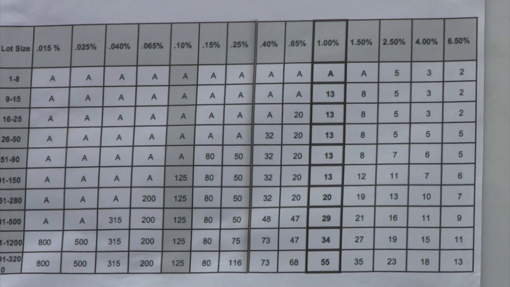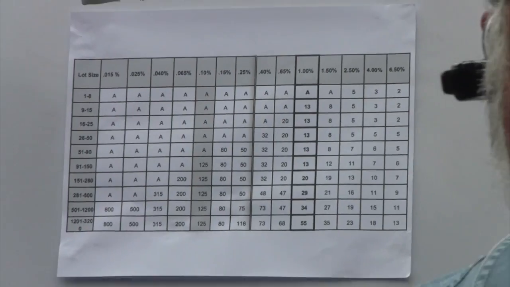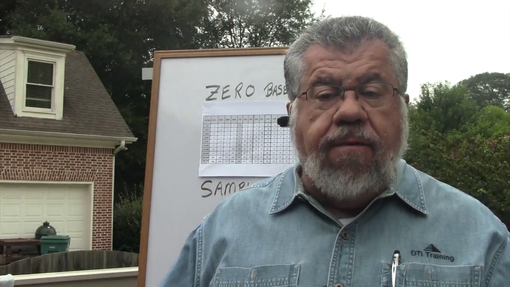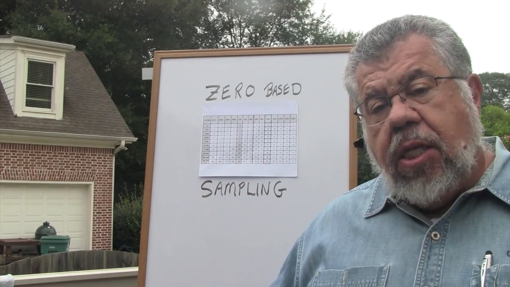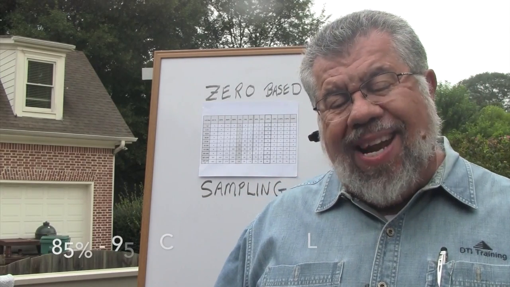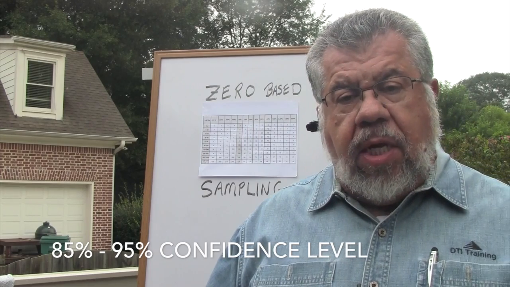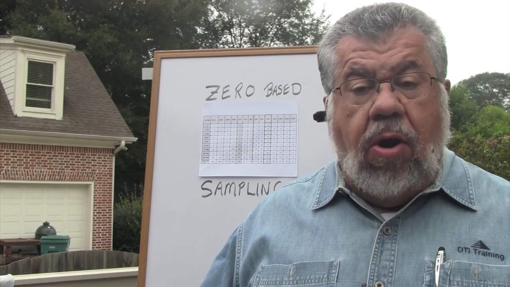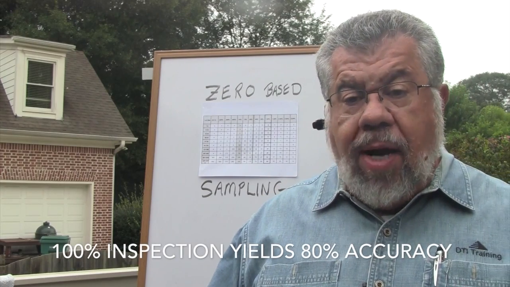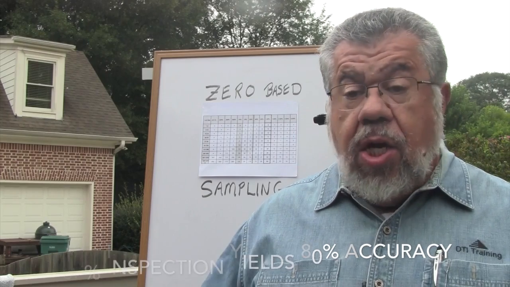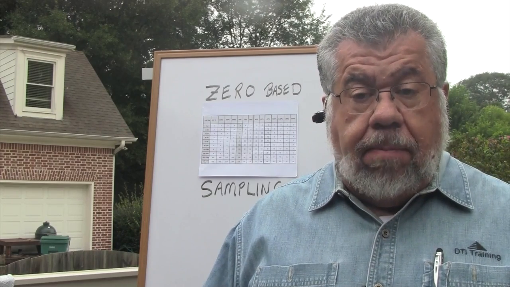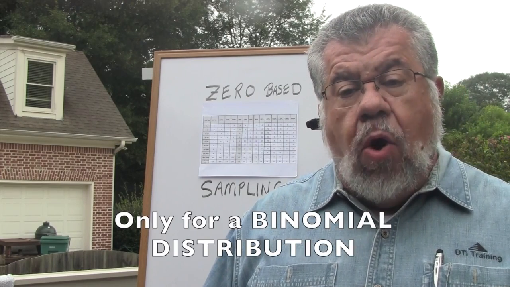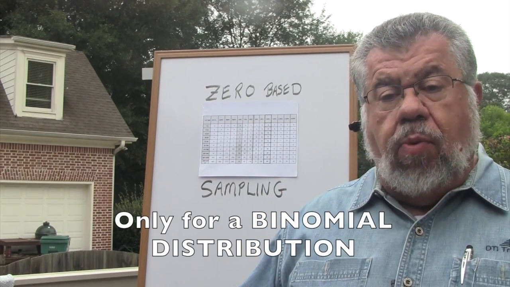So really, the sampling plan is kind of poor because it doesn't have a very high confidence level. This particular sampling plan goes from about an 85% sampling level to a 95%. But if you consider that 100% sampling only gives you approximately 80% accuracy, you're actually better off using the sampling plan. Now, this particular sampling plan is based on a binomial distribution as opposed to a Poisson.